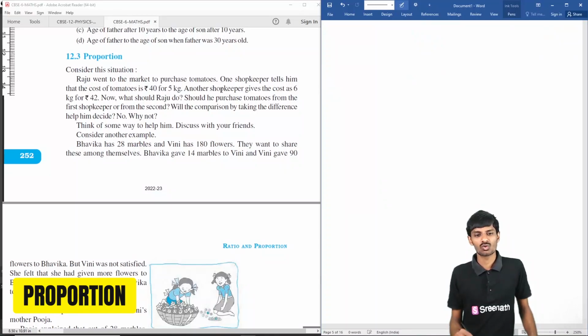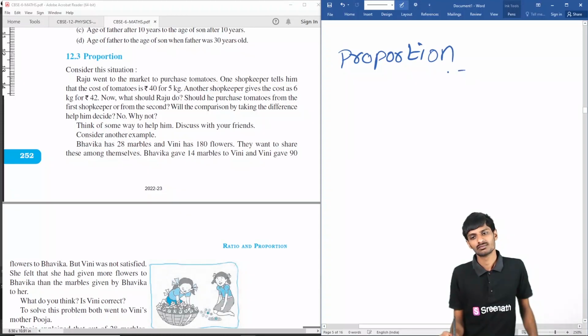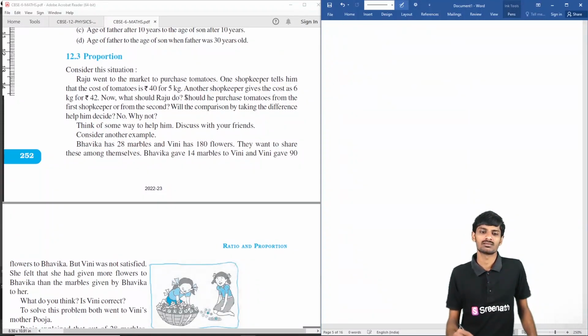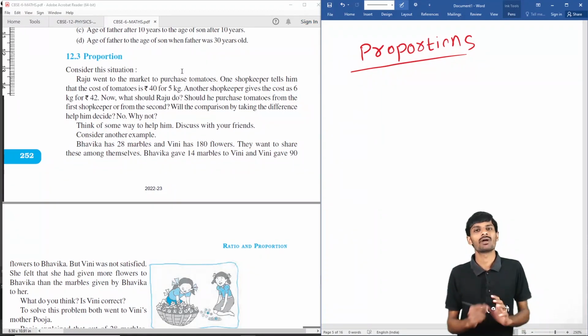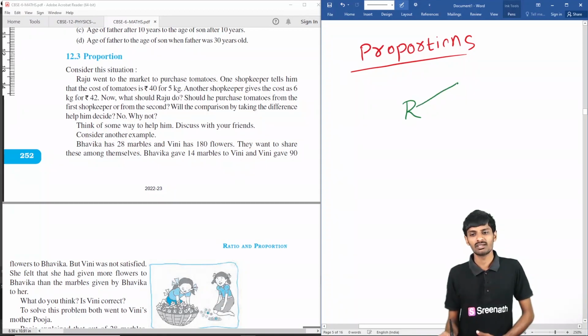So the next topic which we are going to discuss is proportions. What is it? Proportions. So in this situation, how to do this task? Proportions, students. Okay, so the topic name is proportions. Raju went to the market to purchase tomatoes.